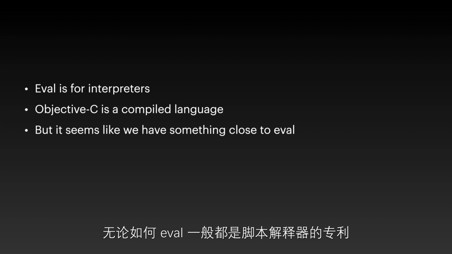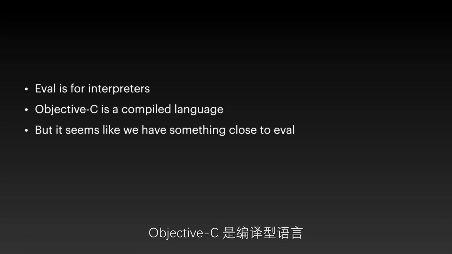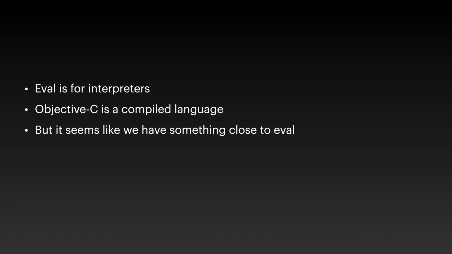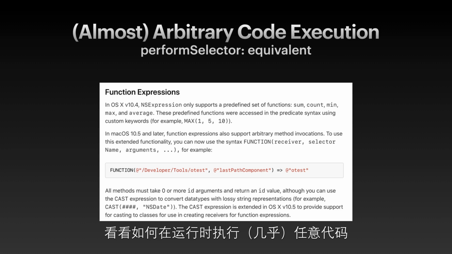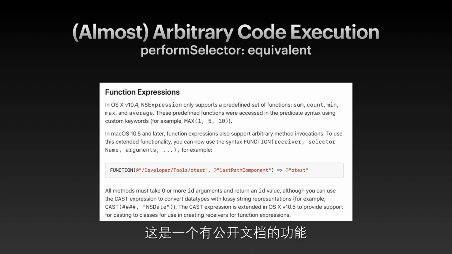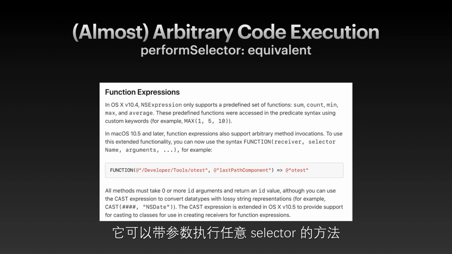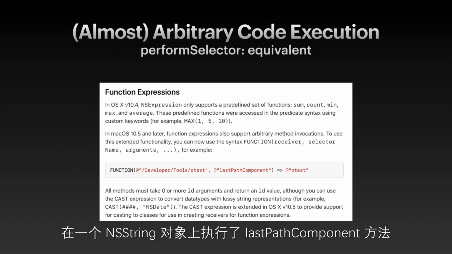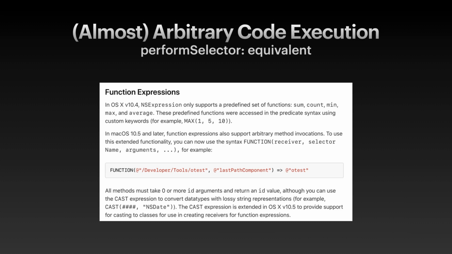But eval is for interpreters. Objective-C is a compiled language. How come? But it seems like we have something very close to eval. It's time to do almost arbitrary code execution. This is a documented feature: function expressions. It was introduced in OS X 10.4. An NSExpression is not just something for elementary mathematics. These function expressions are able to perform arbitrary selectors with arguments. For example, this line of code performs the selector lastPathComponent on an NSString instance, and we can get the result.